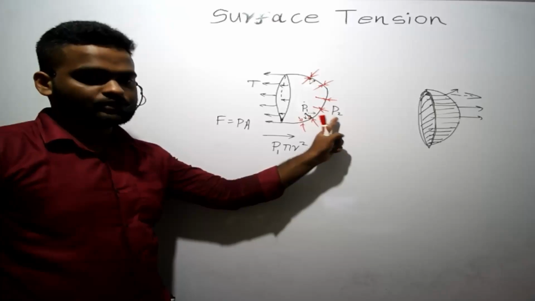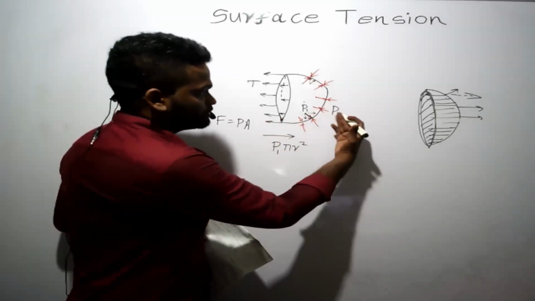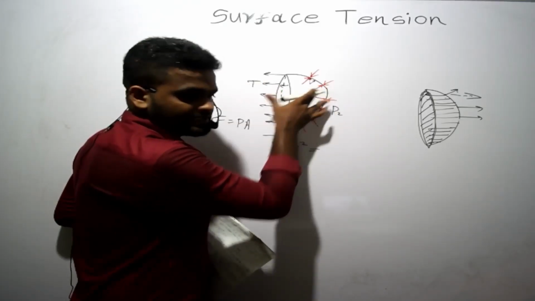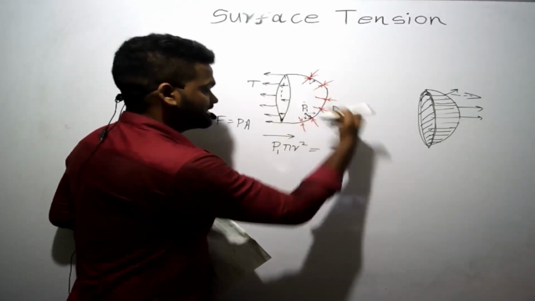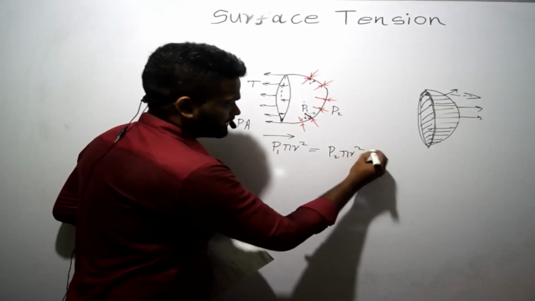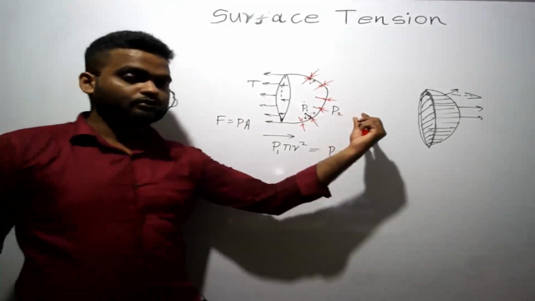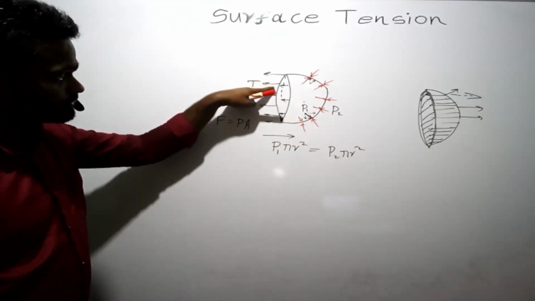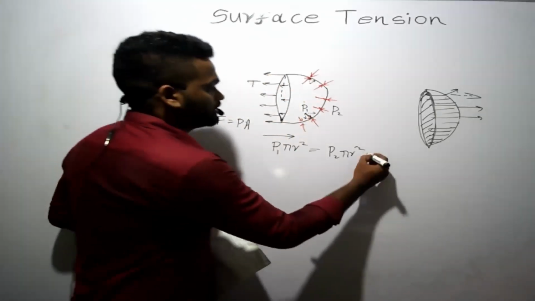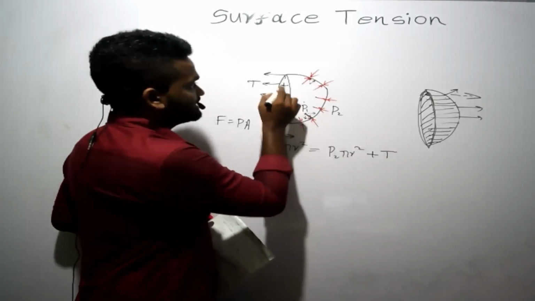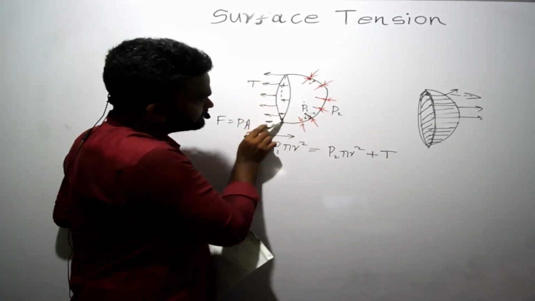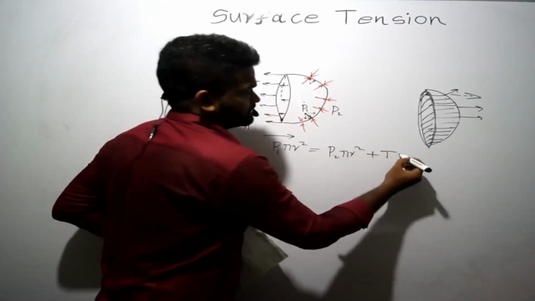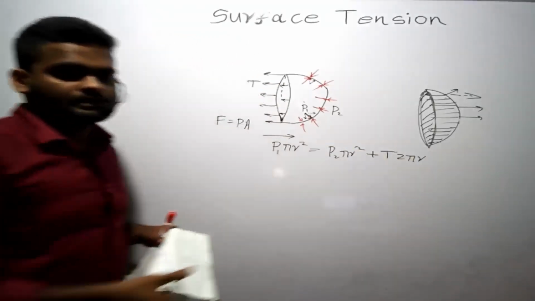Then P2 is the same case, but to the opposite side. Forces to this side equal forces to this side. P2 pi r squared acts to the opposite side, and the surface tension force also acts to the same side. What is that? T times length. The length of this circle is 2 pi r. Got it?